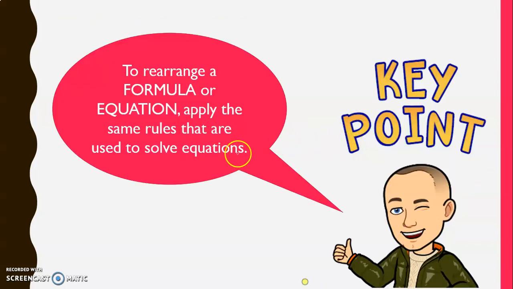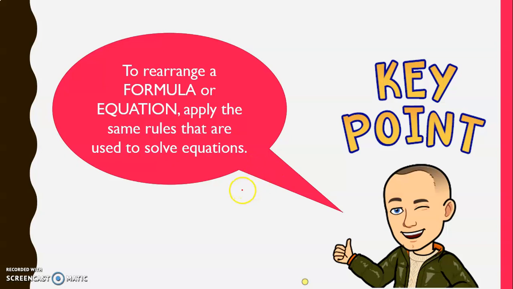In this video, I'll be showing you how to change the subject of a formula. Well, when rearranging a formula, you apply the same rules that are used when solving equations. So when you solve an equation, you want to isolate the unknown. Well, when rearranging a formula, you're using exactly the same concept. You want to isolate that letter, so you have to move everything to the other side of the equal sign.